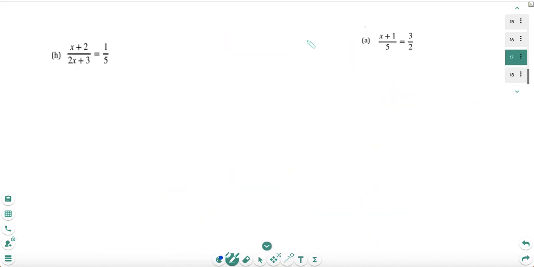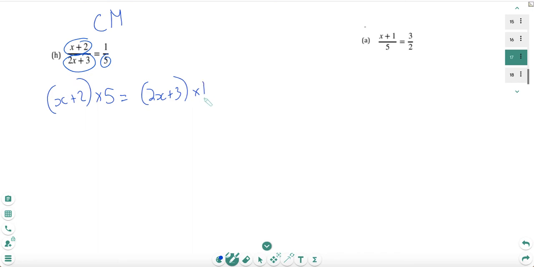All right. So let's have a look here. Oh, look. There's a fraction equal to another fraction. We can cross multiply. So this times this is equal to this times this. So let's write it out. So x plus 2, I'll put it in brackets, times 5 is equal to 2x plus 3 times 1. So now we have brackets. Let's expand the brackets, okay?